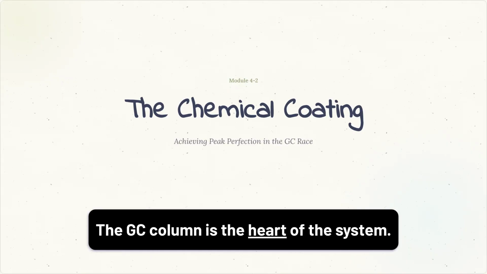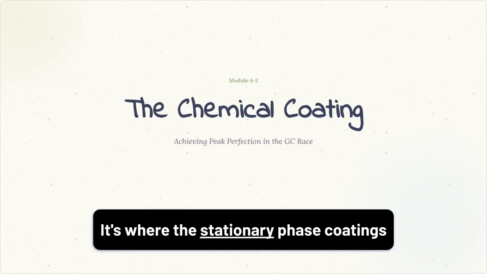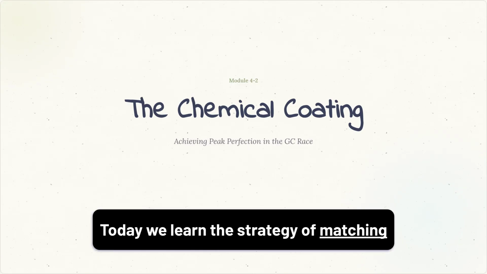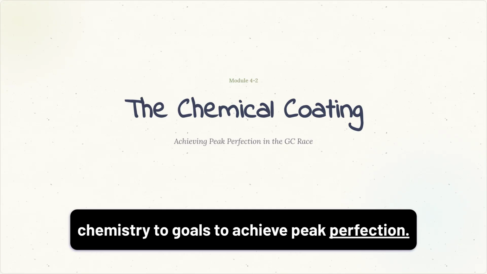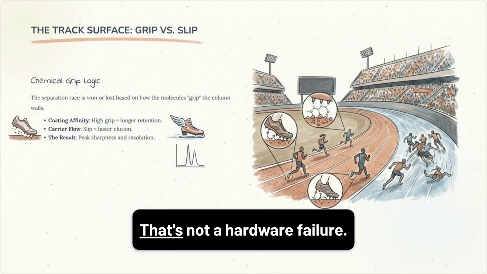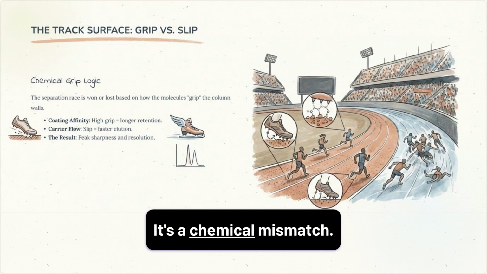The GC column is the heart of the system. It's where the stationary phase coatings interact with your volatiles. Today we learn the strategy of matching chemistry to goals to achieve peak perfection. Have you ever seen peaks that merge into one giant blob? That's not a hardware failure, it's a chemical mismatch.